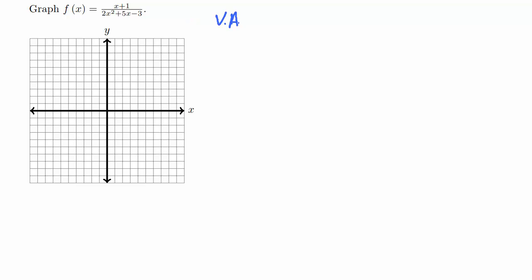The vertical asymptotes occur wherever the denominator equals 0. So in this case, that's 2x squared plus 5x minus 3, and I would set that equal to 0. We can factor this, and some people like to guess and check, some people don't. If you like to guess and check, fantastic, feel free. But I want to go ahead and show how to do this using the bottoms-up method.